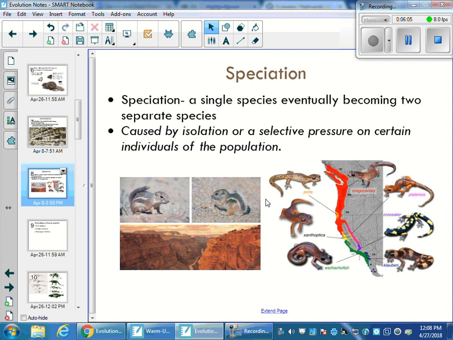Same thing over here with this idea of the salamanders. They live in different areas and have different traits here, and over time they became different species because they became so different.